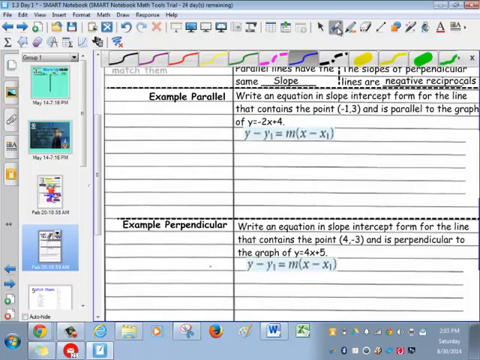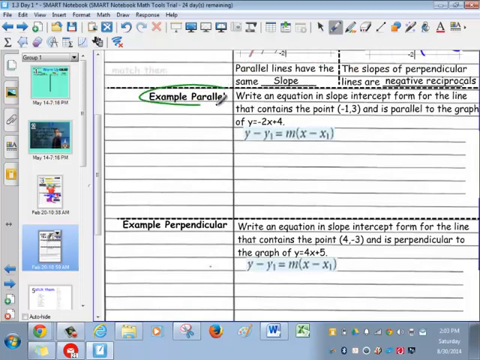Okay, in this next example right here, we are going to find a line parallel to a certain equation that goes through a given point. So we're given this point right here, and we're given an equation, and it says, hey, I want you to find a line that's parallel to this one that goes through this point.